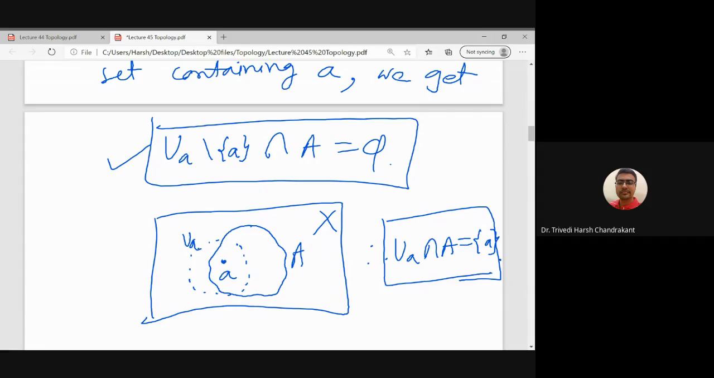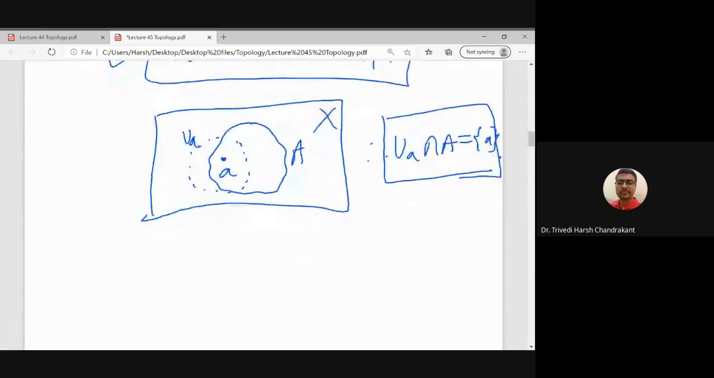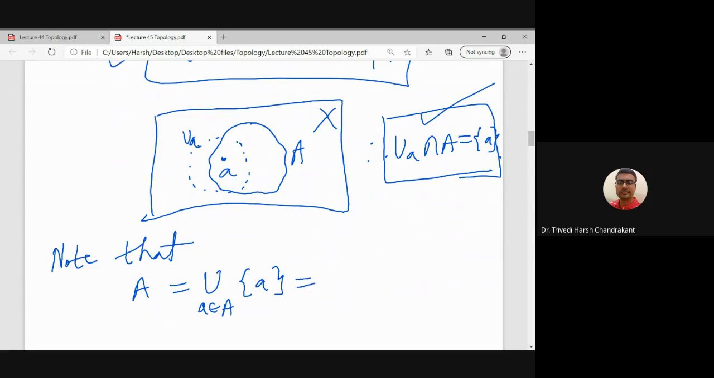So using this characterization of limit point, what we have done is we have found an open cover. So let us see what we have found. Note that the set A itself we can write as a union of singleton sets, and then every singleton set is nothing but U_a intersection capital A.